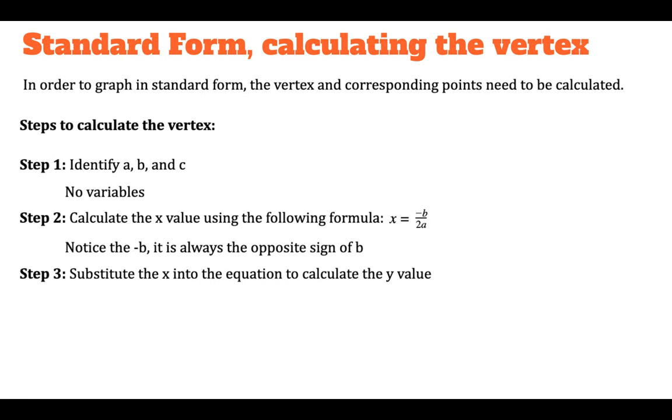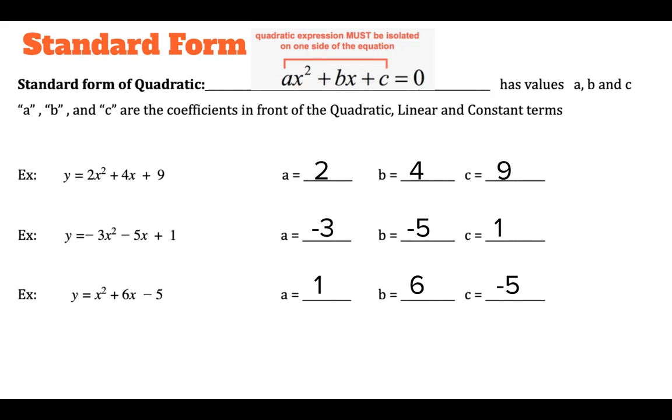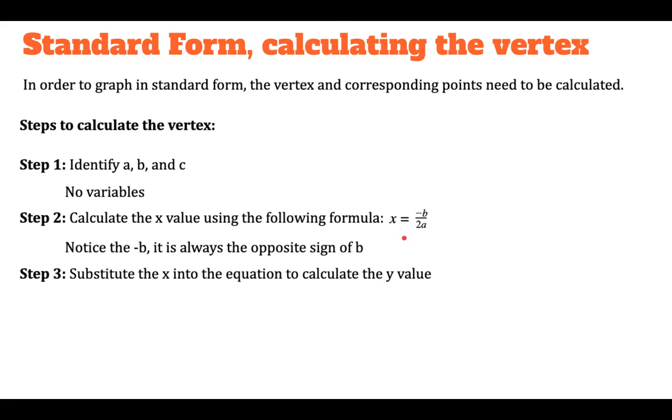Opposite of b, meaning like if I go back here, if b is 4, the opposite is -4. If b is 5, it's +5. The opposite is always the opposite sign. So then I take whatever I get for the x, and I substitute it in for each x in the equation, and I solve for the y value, and that's my vertex.